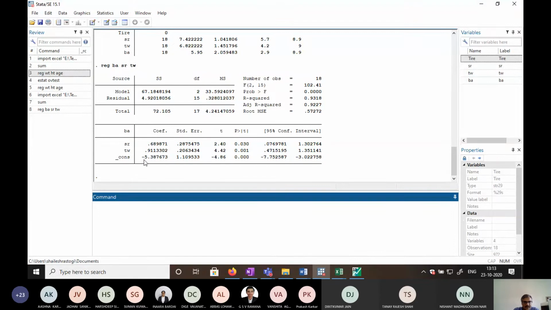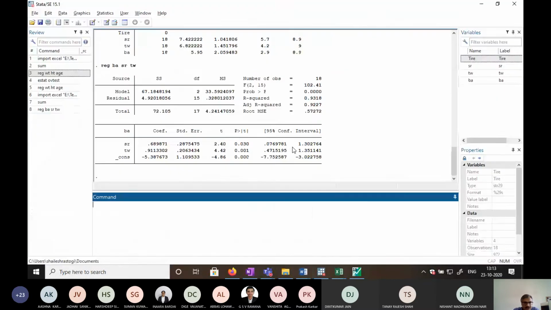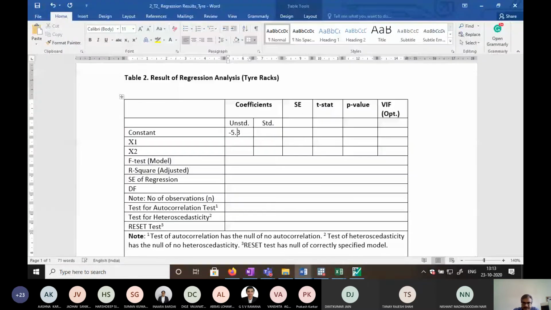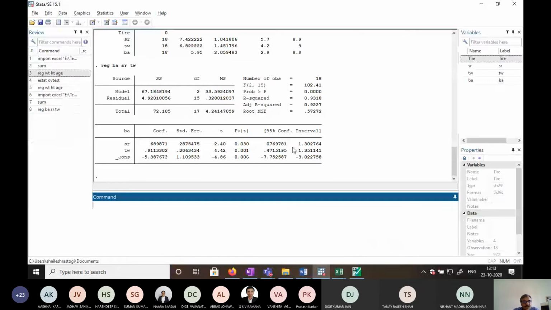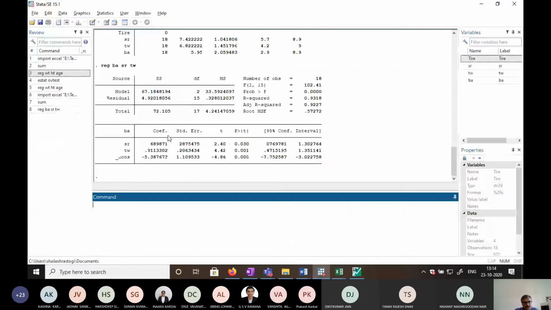So here what you are finding, the constant value is minus 5.39, unstandardized I'm taking, and steering rating is 0.69, rounding it off, and it is significant. Significant means, look at this, the corresponding p-value is less than 0.05.